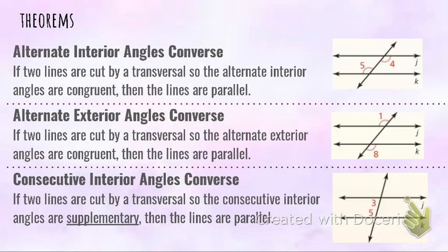Okay, we have a few more theorems. Our first one up is the alternate interior angles converse. Then we have the alternate exterior angles converse and the consecutive interior angles converse. I'm going to give you guys a minute to write those down and fill in your blanks, so then we can talk about it.